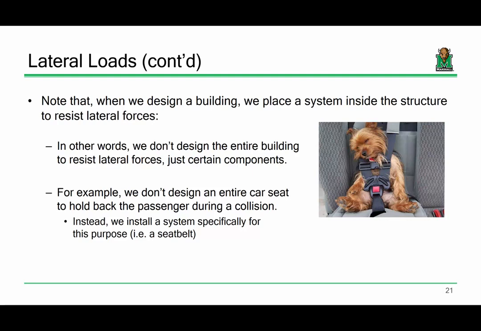All right. Let me explain what I'm talking about here. The idea is that under a lateral event in a vehicle, if you're going to fling forward, we install a system in that vehicle to prevent that motion. We call that system a seatbelt. The point is, we do not design the entire car to hold you back. We only design that system to hold you back. We design the seatbelt to hold you back.